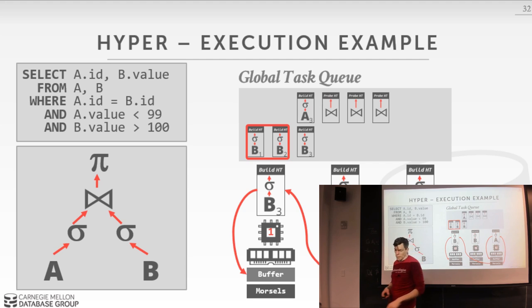Who distributes the morsels to the different CPUs? So his question is, who distributes the morsels to different CPUs? When you load the data, they divide it up into chunks of 100,000 tuples, and then it's assigned at the moment you create the morsel. In a round robin way. In a round robin way, yes.